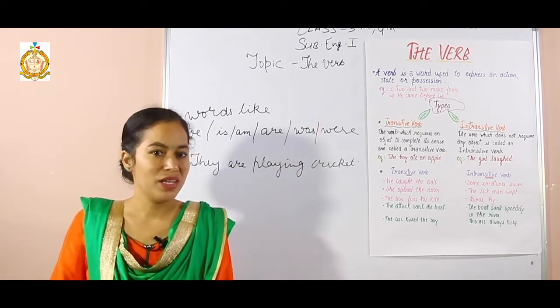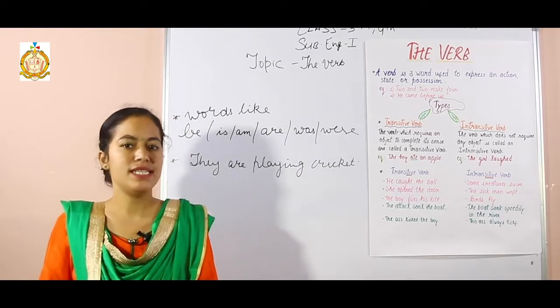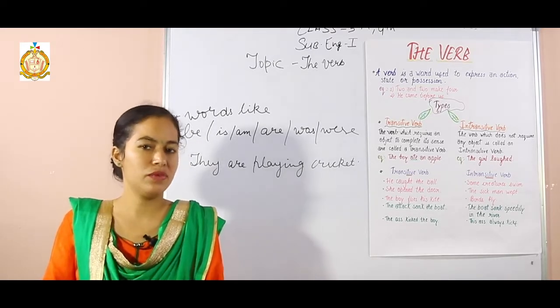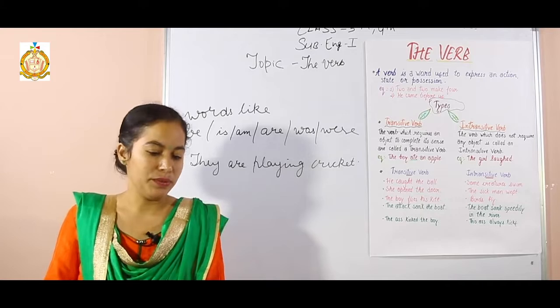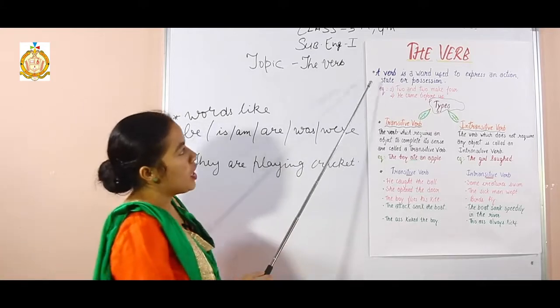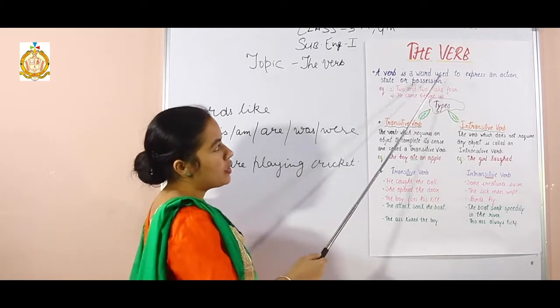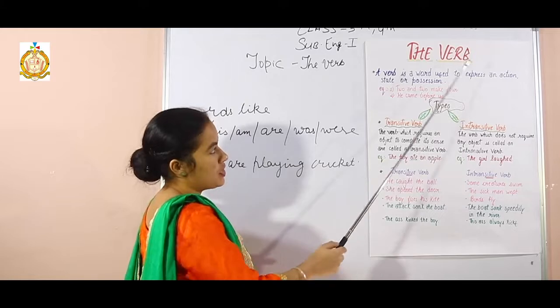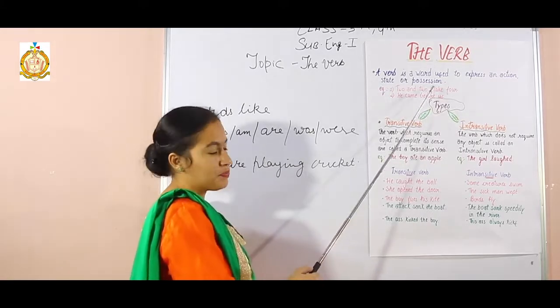Now what is a verb? A verb is an action word. In simple language, what is a verb? A verb is an action word or a doing word. A verb is a word used to express an action, state or possession.